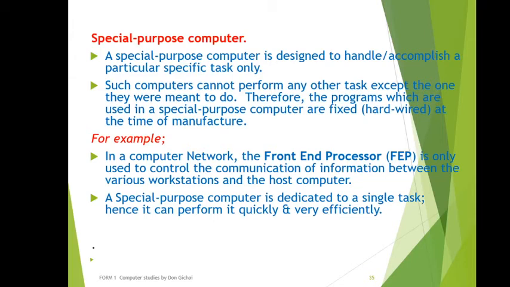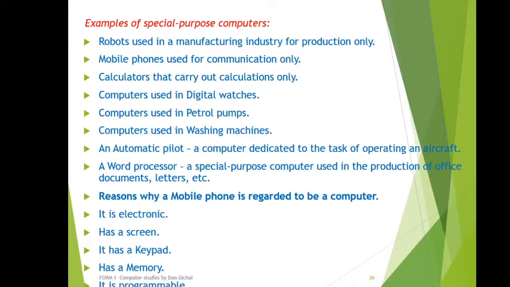For example, in a computer network, the front-end processor is only used to control the communication of information between the various workstations at the host computer. A special purpose computer is dedicated to a single task. Hence, it can perform it quickly and very efficiently.